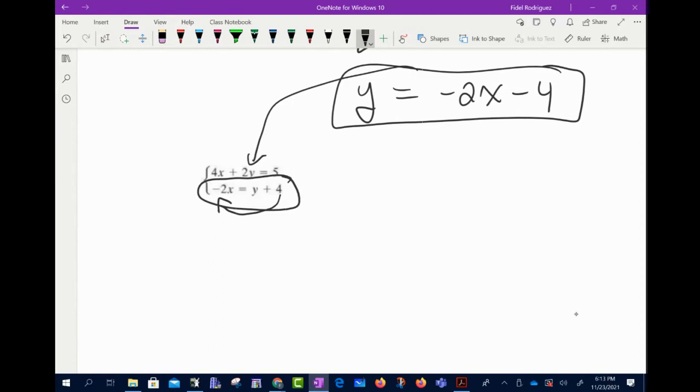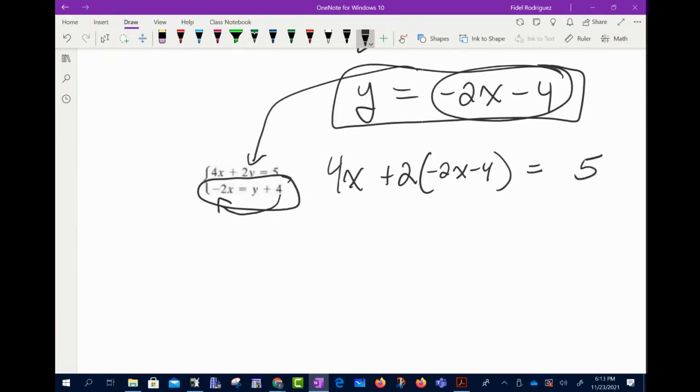So the top equation says 4x plus 2 times y. But remember, y is now equal to a negative 2x minus 4, is equal to 5. Okay? So if I start to solve this equation here, I'm going to say, look, 4x, 2 times negative 2x is a minus 4x, 2 times negative 4 is a negative 8, is equal to 5.